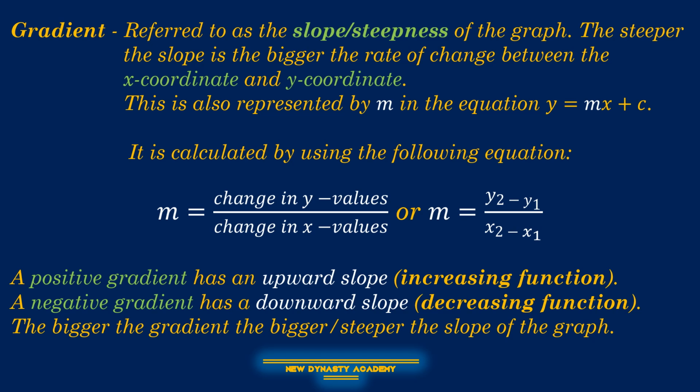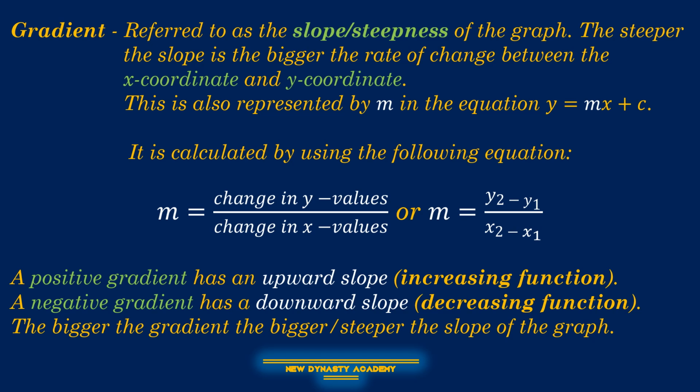Now let us look at the concept of the gradient. The gradient is referred to as the slope of the graph. The steeper the slope is, the bigger the rate of change between the x and the y coordinate. So if the slope is steeper, then the rate of change is going to be bigger between the x and the y coordinate. You might not understand this now, grade 9s, but it is going to be clear to you. And what does it mean when you say that when the gradient is steeper or the slope is steeper, the rate of change is bigger between the x and the y coordinate?